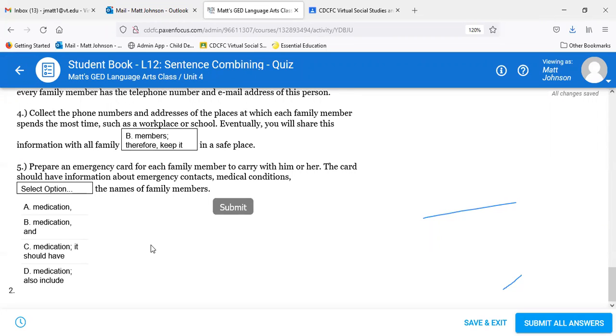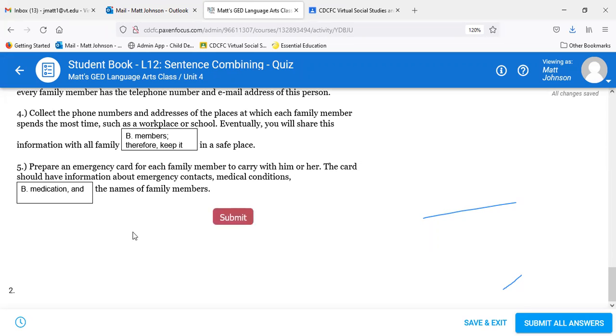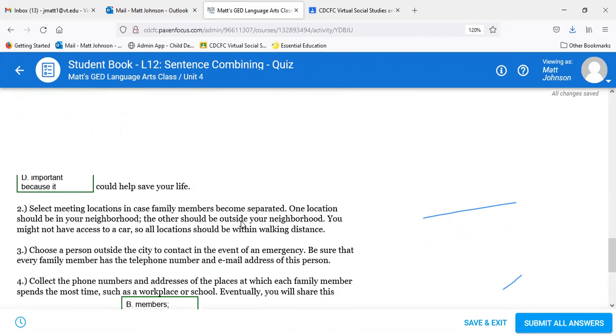B. B, right? So we're using that conjunction and to make a complex sentence. So should have information about emergency contacts, medical conditions, medication, comma, and the names of family members. So that's actually a list. Instead of just having simple words like contacts, conditions, medication, we have emergency contacts, medical conditions, medication, comma, and the names of family members. So that's a list of items there. Okay, so there we go.